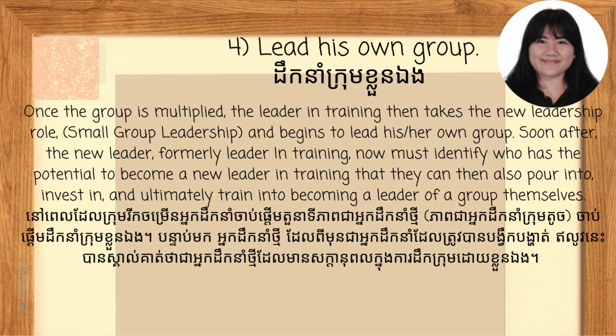Last one. The small group leader should allow the leader in training to lead his own group. Once the group is multiplied, the leader in training then takes the new leadership role, which is a small group leader, and begins to lead his or her own group. Soon after, the new leader, formerly the leader in training, must now identify who has the potential to become a leader in training that they can pour out into, invest in, and ultimately train into becoming a leader of a group themselves.